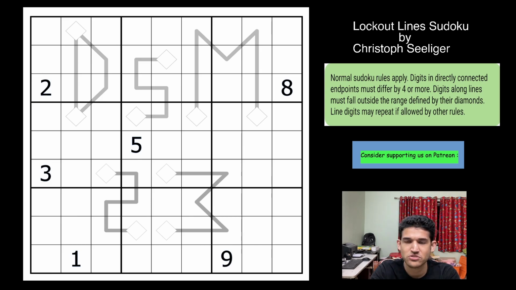So there are 16 Sudokus and I will highly recommend you to keep the contest because the Sudokus are created by two of the best authors out there, Philip Blume and Christoph. So today we are going to solve a Lockout Line Sudoku. This is one of the Sudoku variants present in the contest.